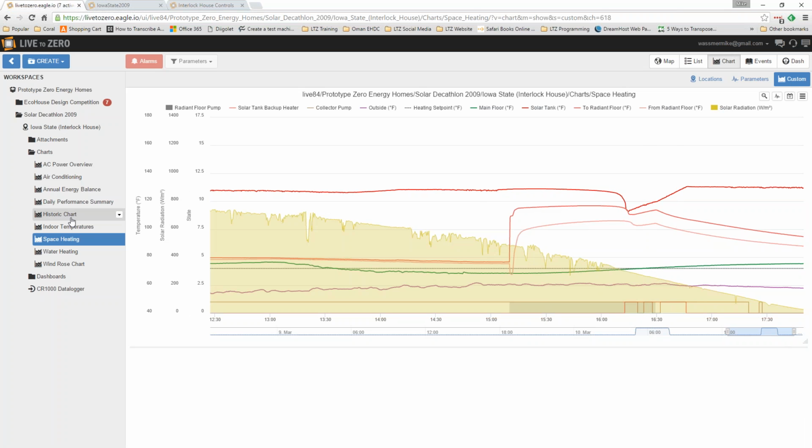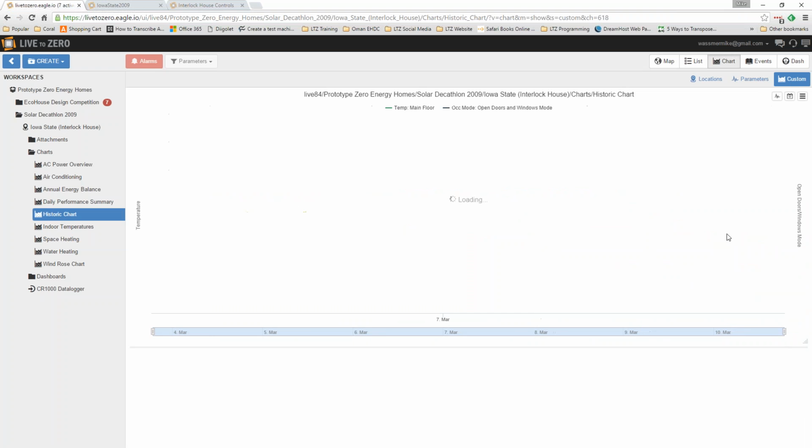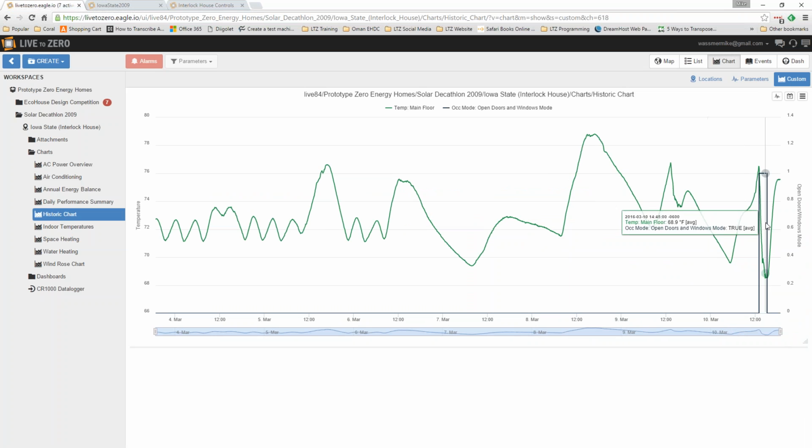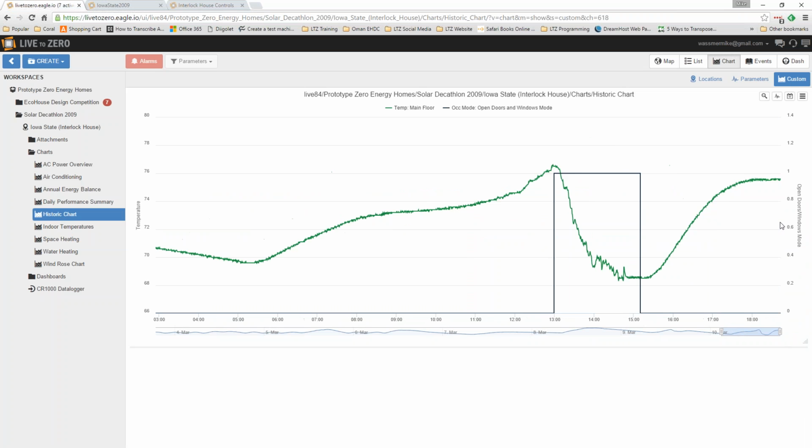So I have this chart here which shows when, okay, you can see it. So this black line, oh, I see what happened. The black line indicates when open doors and windows mode was turned on, which again disables the heating and cooling. Because the whole idea, of course, is that if you're opening the windows, you don't want to have the windows open and the heat on at the same time.